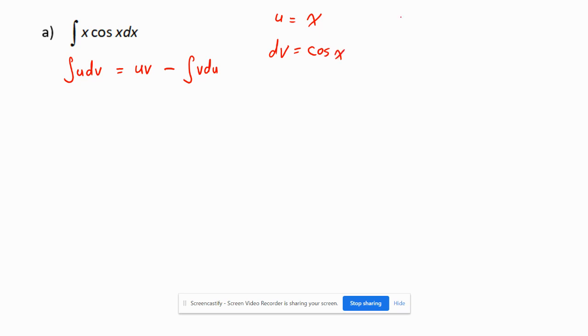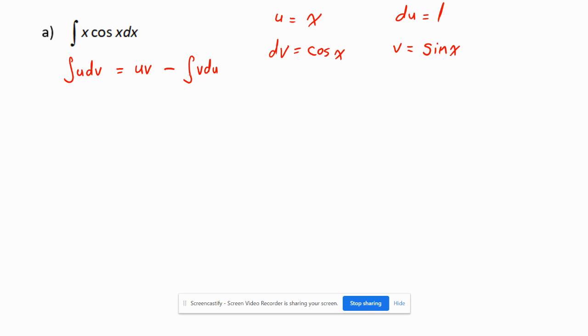Now we need to figure out, well, what's du and what does v equal? Well, in this case, if I take the derivative of x, this would be 1 dx. So it's going to be du equals dx, or du equals 1. Now if dv is cos x, this is saying that the derivative of v is cos x. So what does v have to be? That means v has to equal sine x. All right, so what do we have here?